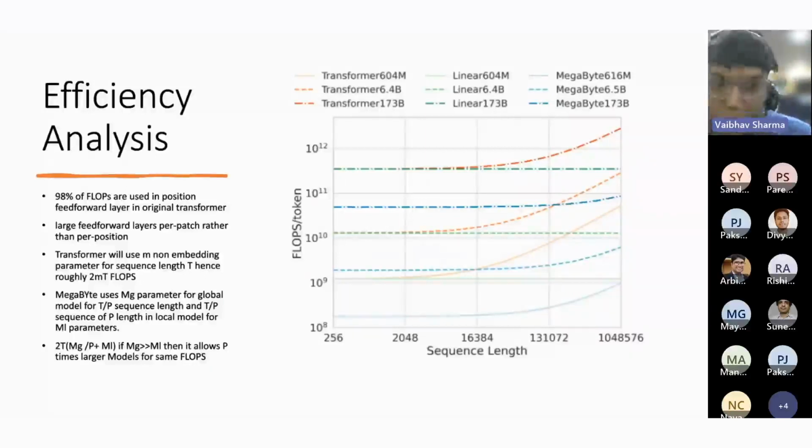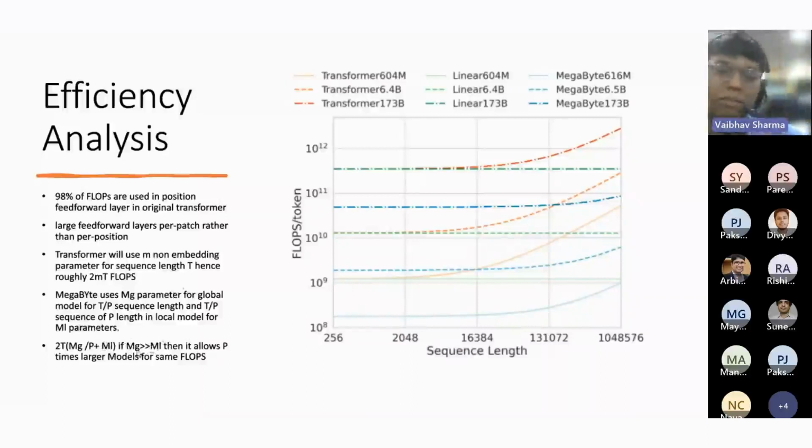But in this MegaByte approach that we are discussing right now, MegaByte will use, let's say, for the global model, m_g parameters. Since the global model has a sequence length of k, and for the local models it will be k sequences of length p, it will use this number of floating point operations, which is 2 times t times (m_g divided by p plus m).